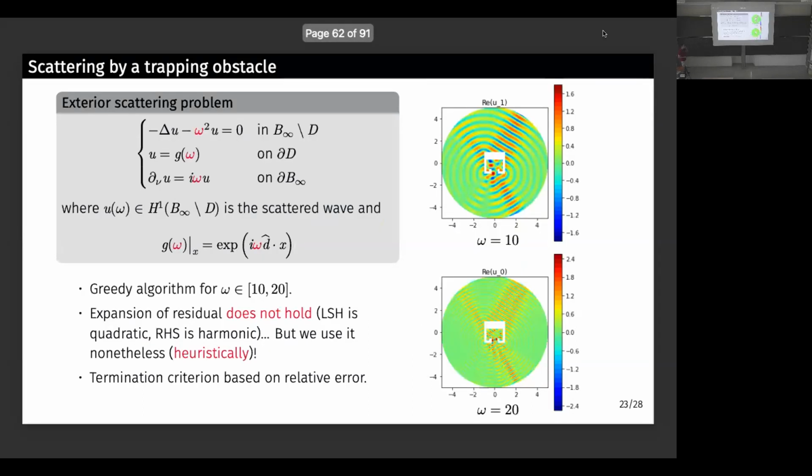Now, the algorithm starts from the two samples that you see at the two endpoints of the interval, omega equal to 10 and omega equal to 20. These are the two snapshots corresponding to those. And we use finite elements to find them, just on a sufficiently fine grid.